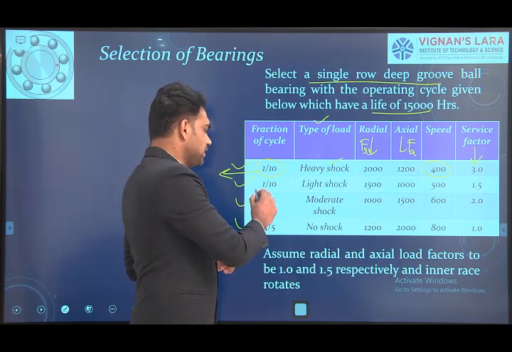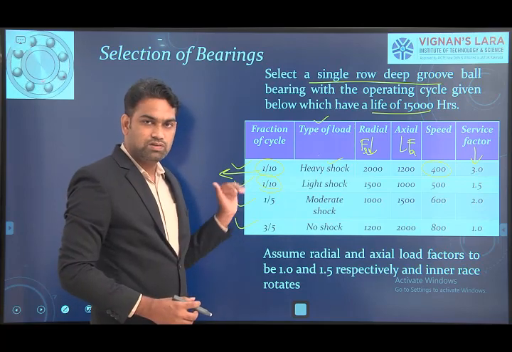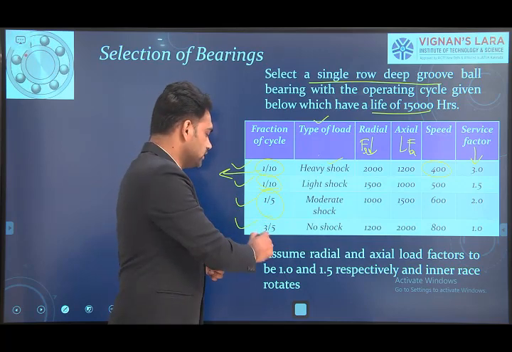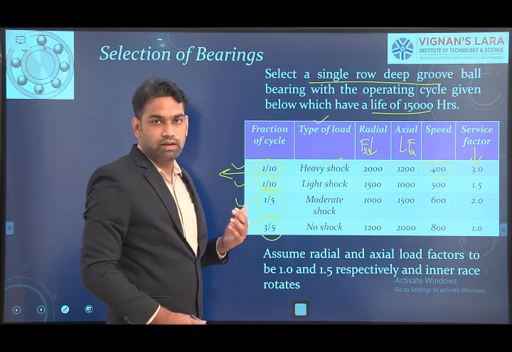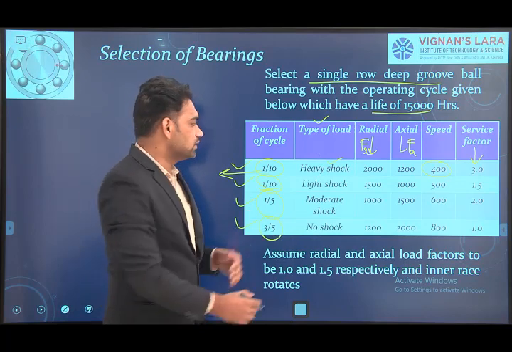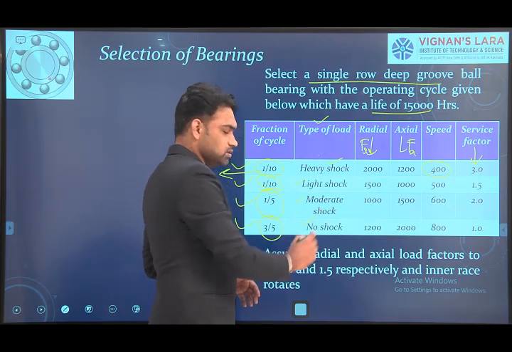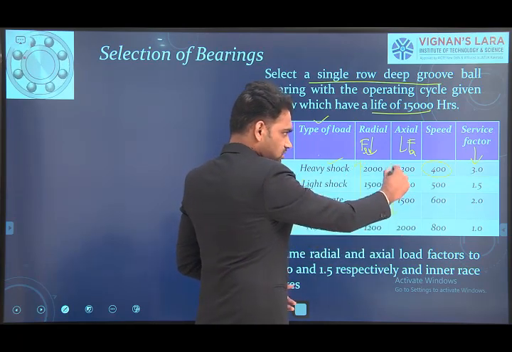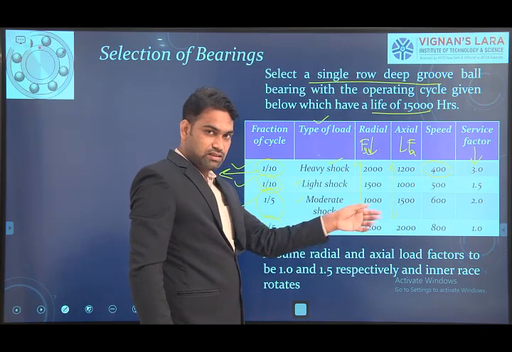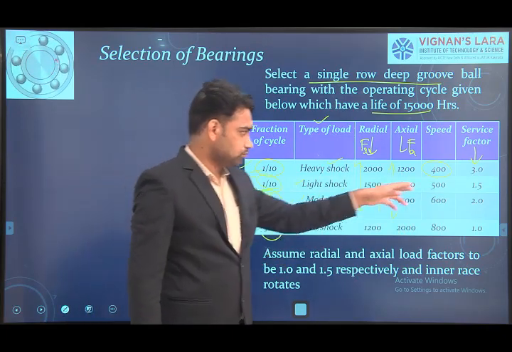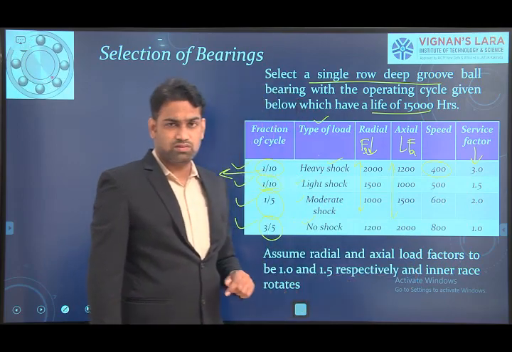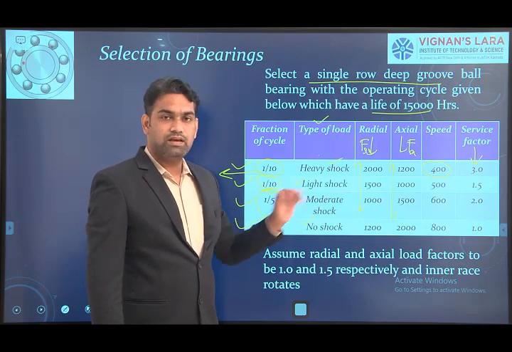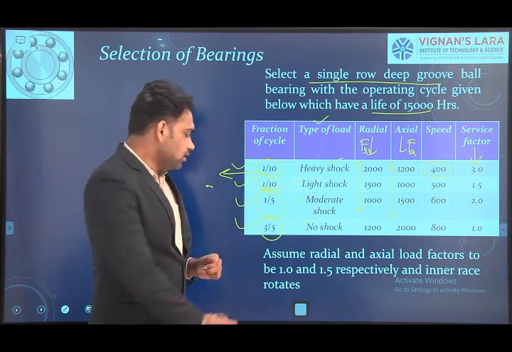Clear? Likewise, for the second period of time it is also 1/10, the third time duration is 1/5, and the fourth one is 3/5 of the total work cycle. From that the types of loads are given: moderate shock, light shock and no shock load, and all the magnitudes of the radial and axial loads are also given, and the speeds at that particular duration of time, and each service factor, that is S1, S2, S3 and S4, is clearly specified in the given data. Clear?